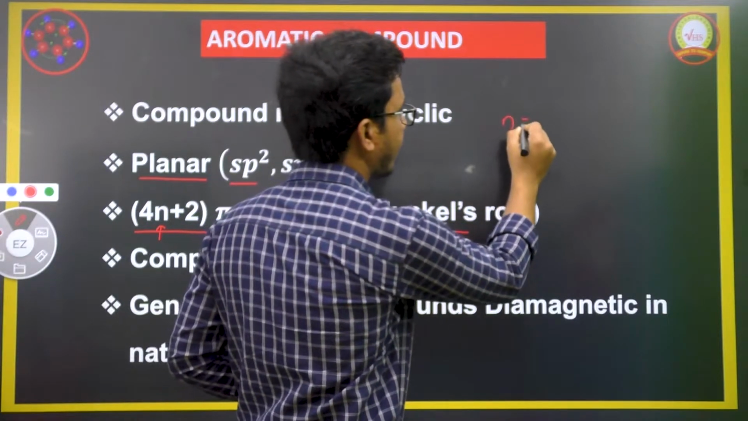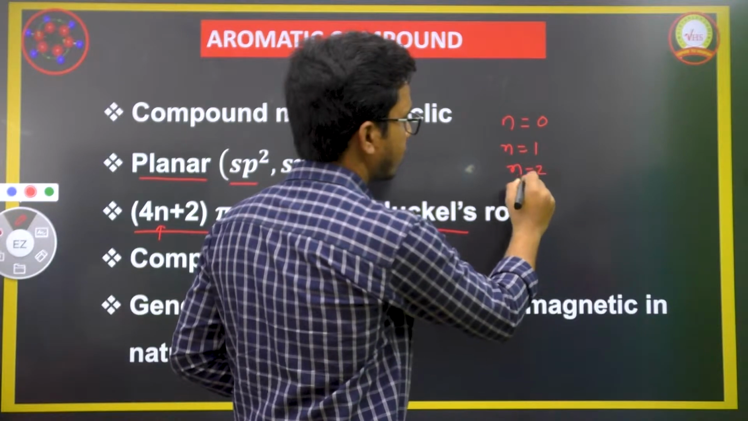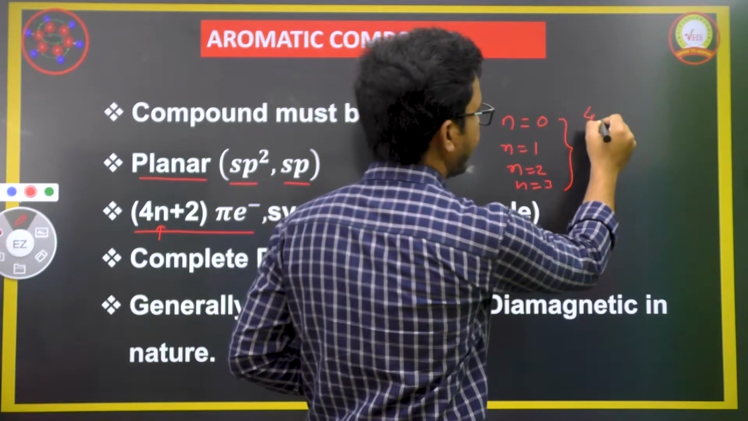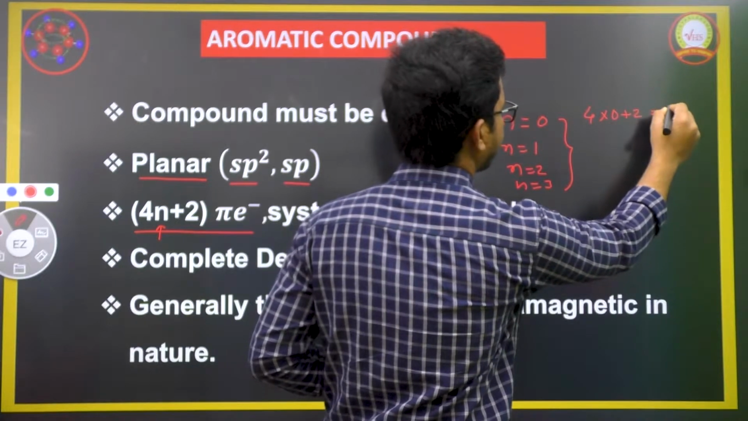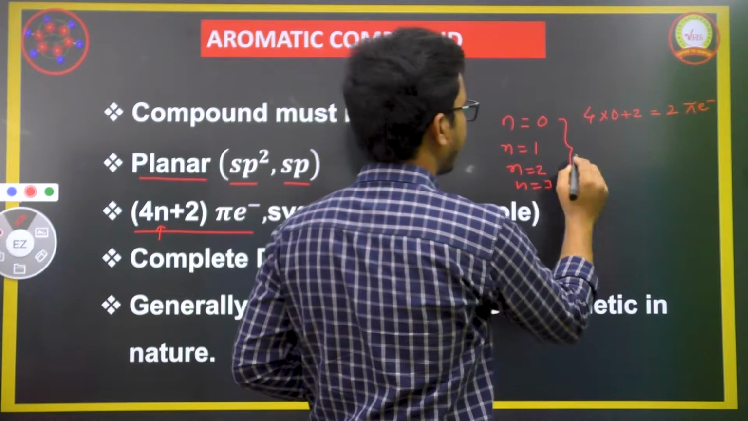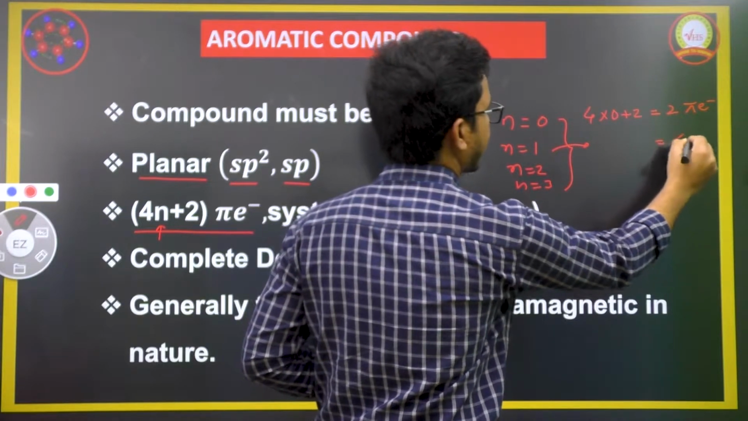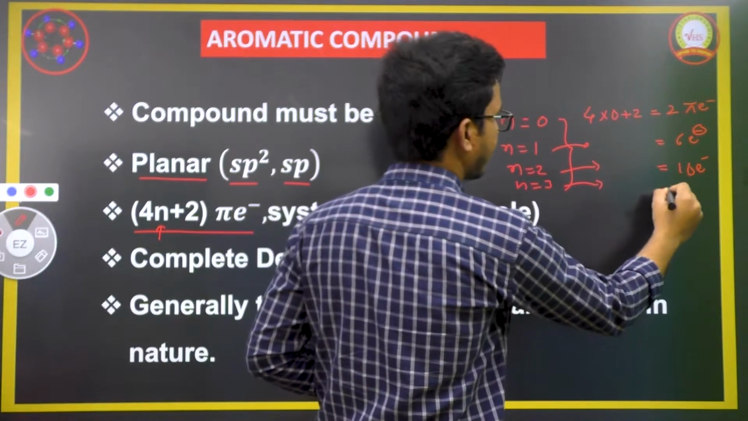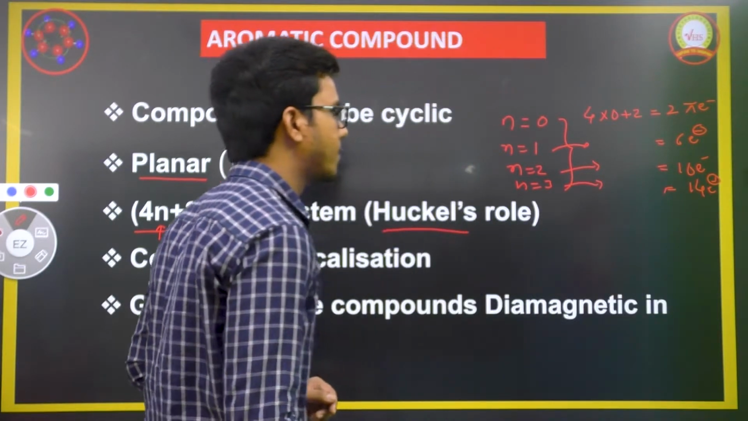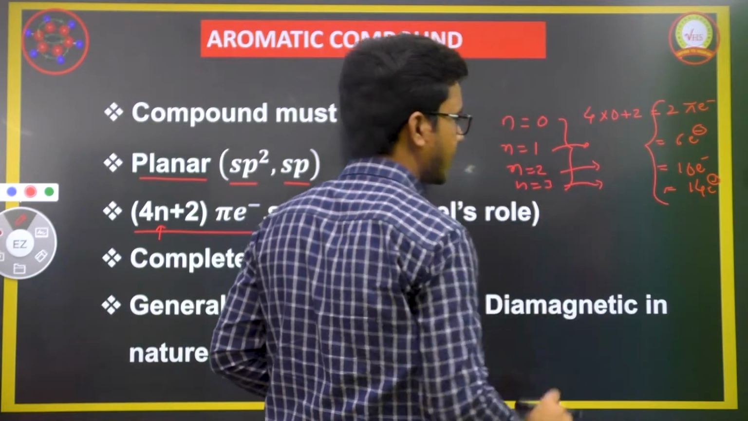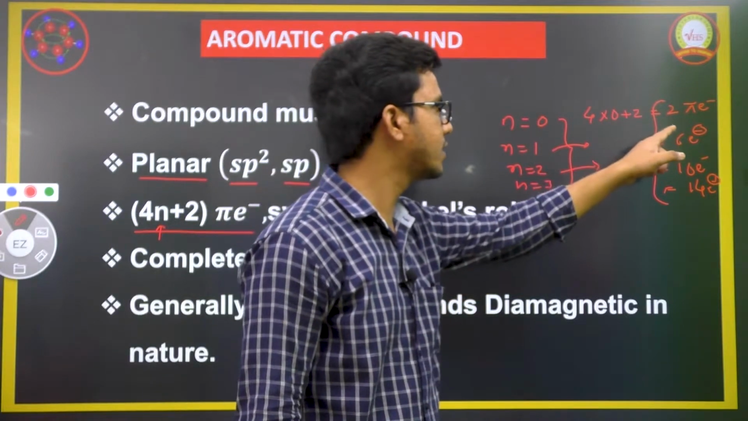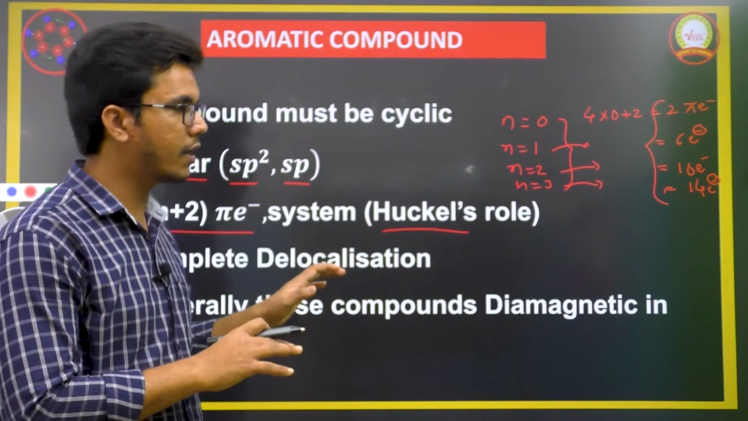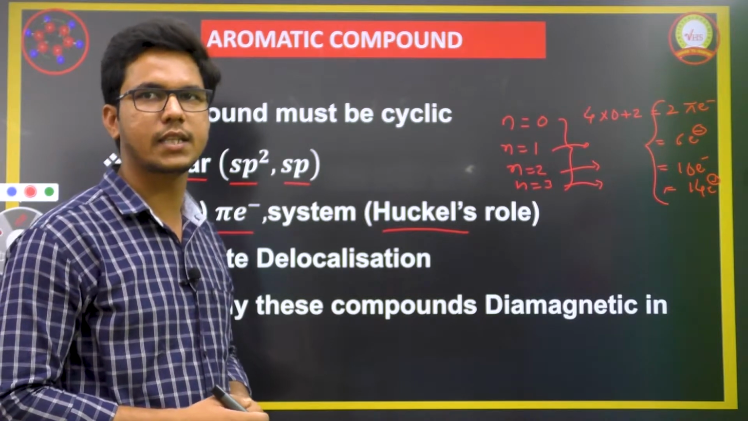If you take n as 0, you can also take n as 1, 2 or 3; you can take anything. If you substitute the n value, what do we get? With 4 into 0 plus 2, we get 2 pi electrons. By substituting n as 1, we get 6 electrons. By substituting n as 2, we get 10 electrons. By substituting 3, we get 14 electrons. So an aromatic compound should contain either 2, 6, 10 or 14 pi electrons. If the compound contains these pi electron numbers, it can be considered aromatic.